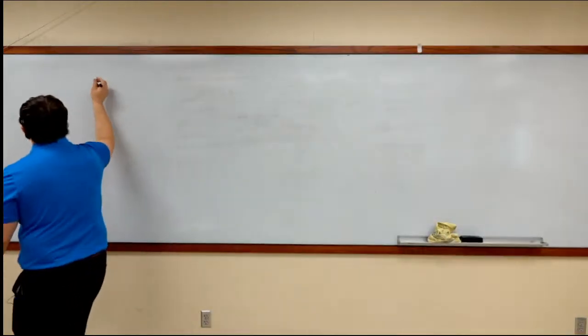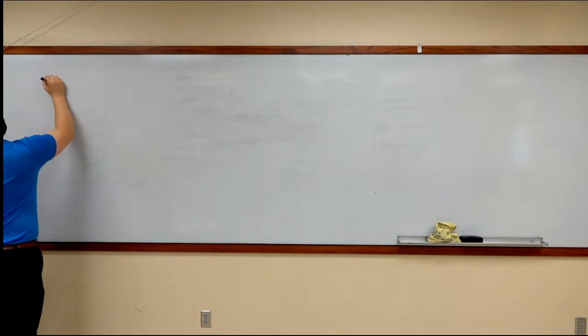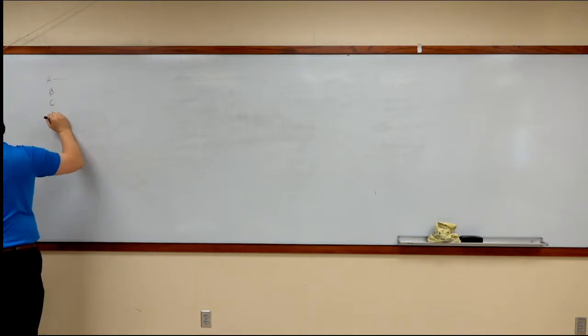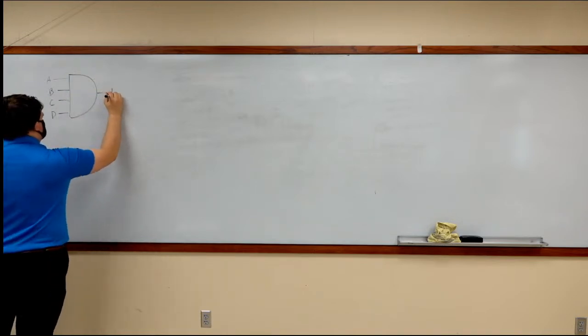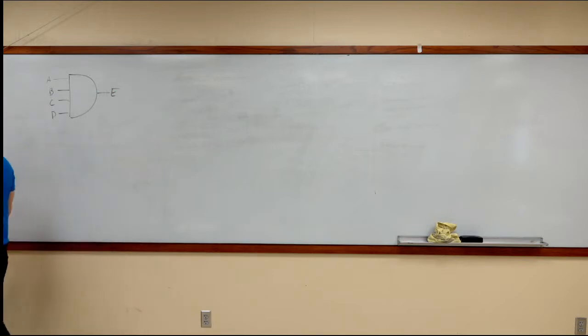So we have 4 inputs this time: A, B, C, and D. We put all of them into one AND gate, and we produce an output E. Little funky. Now there are AND gates that have 4 inputs.